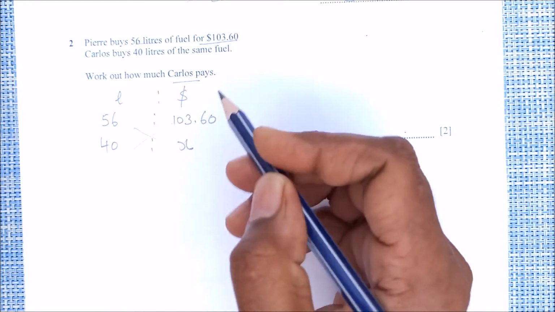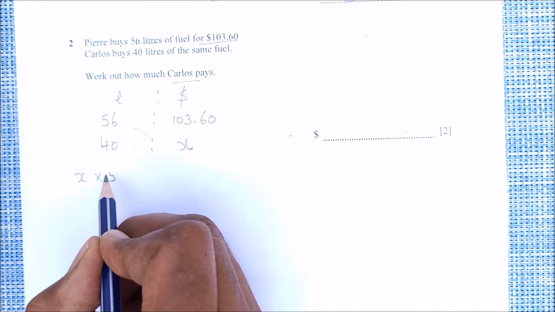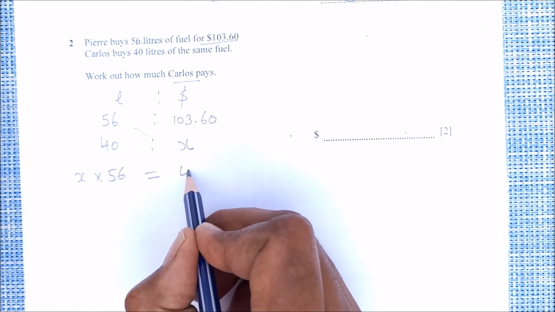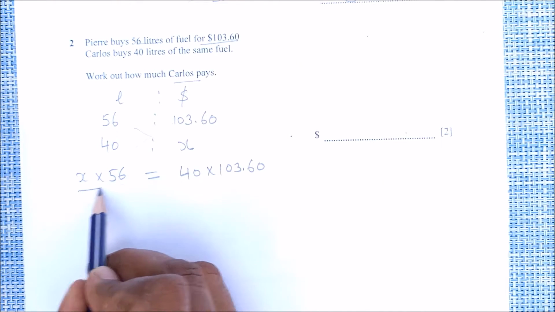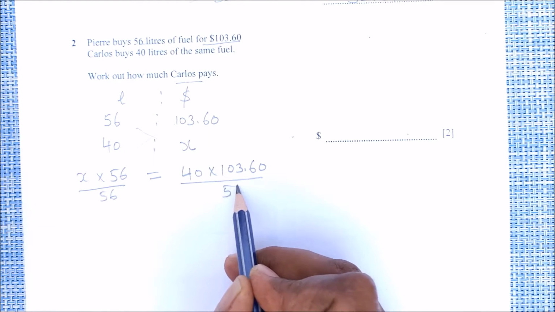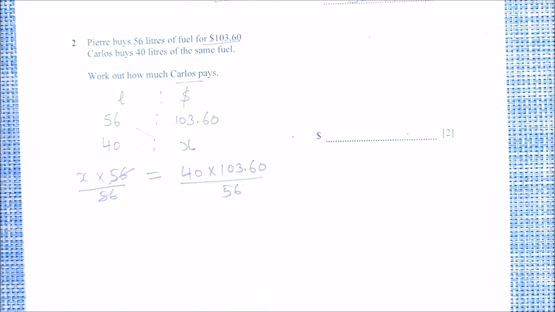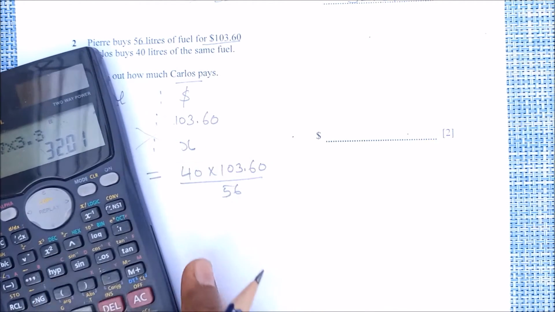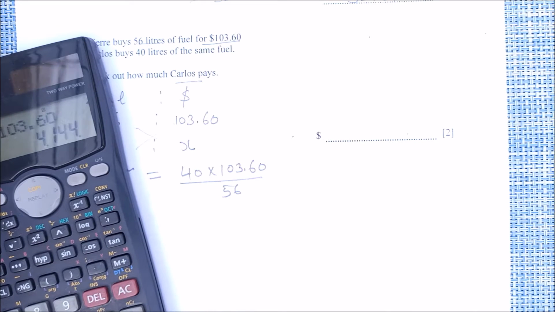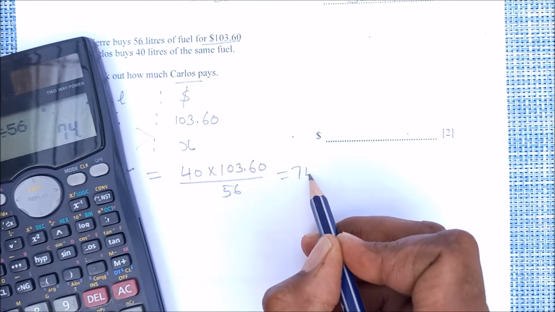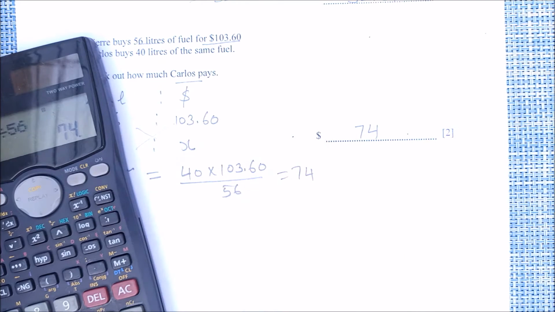So just cross multiply this. This will be x times 56 equals 40 times 103.60. To remove this 56, we will divide both sides by 56. So the 56 and 56 are gone. Now we are just doing the calculation of 40 times 103.60, which is 4144, divided by 56. So this is 74. So the answer is $74.